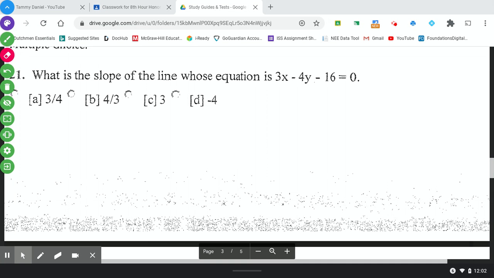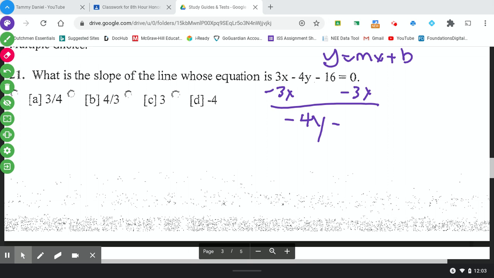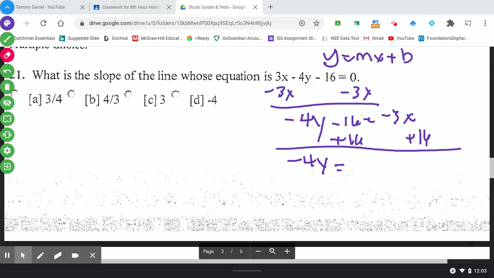All right, so on this one, it wants to know what the slope is. So I have to get it into that magical form that we all know and love, right? So I'm going to subtract 3x from both sides. That leaves me minus 4y, minus 16 equals a negative 3x. I'm going to add 16 to both sides. Leaves me minus 4y on this side and negative 3x plus 16 over here.